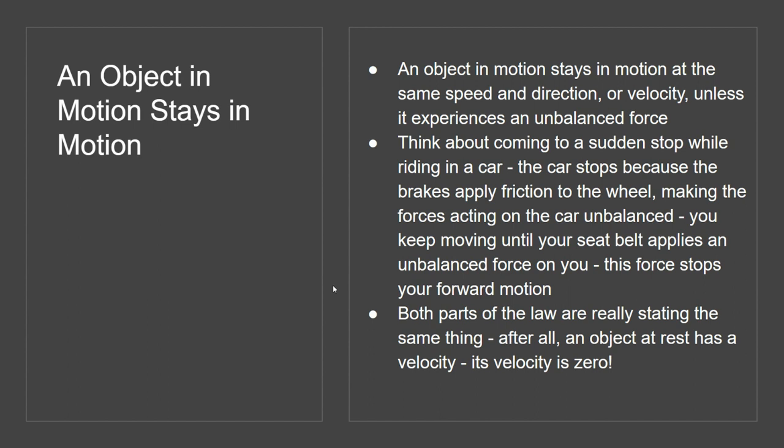So after all, an object at rest has a velocity, it just happens to be zero. And you're like, well, what is velocity? Well, velocity is an object moving, it is a speed and a direction. So velocity has to have both. I am traveling at 60 miles per hour south, or I am going 25 miles per hour right. That is velocity: speed and direction.